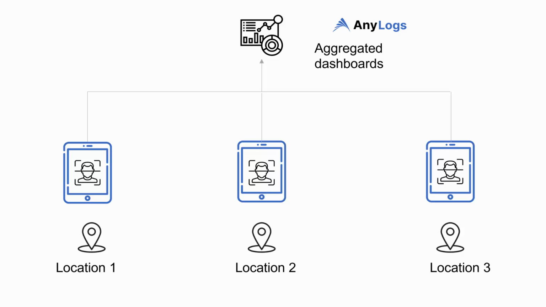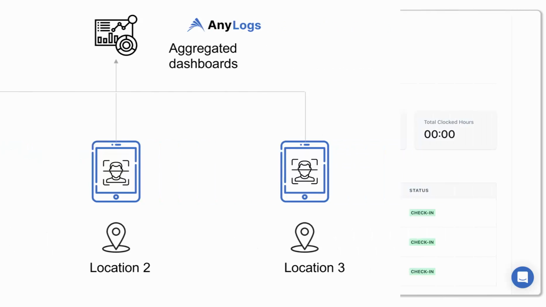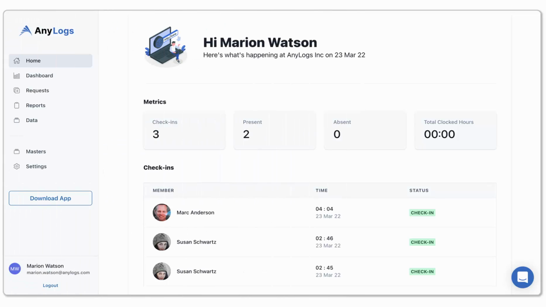Admin can also install multiple kiosks at different entry and exit locations. AnyLogs automatically syncs up all data across multiple locations, and generates aggregated dashboards. Admin can log into AnyLogs.com to view real-time dashboards and reports. To understand the scope of dashboards, please check out our dashboards and reports video. Link is attached in the description.